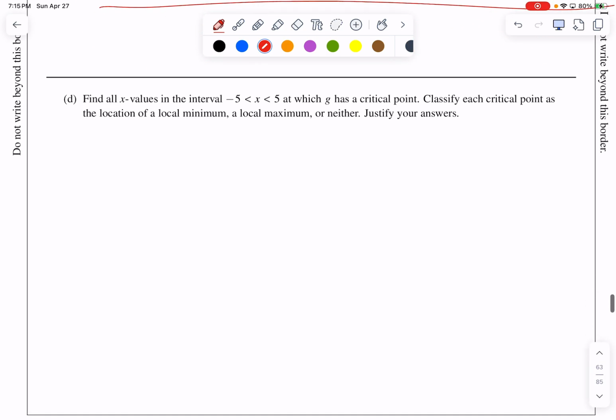Last part D, and then we'll take a quick break. For what values from -5 to 5, okay, find all values from -5 to 5 at which G has a critical point. Let's start with that. Okay, so G has a critical point where G prime equals 0 or what?